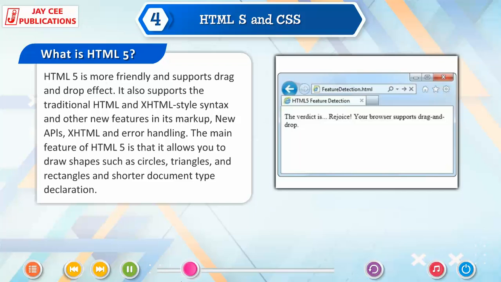It also supports the traditional HTML and XHTML style syntax and other new features in its markup, new APIs, XHTML, and error handling. The main features of HTML5 are that it allows you to draw shapes such as circles, triangles, and rectangles, and it has a shorter document type declaration.